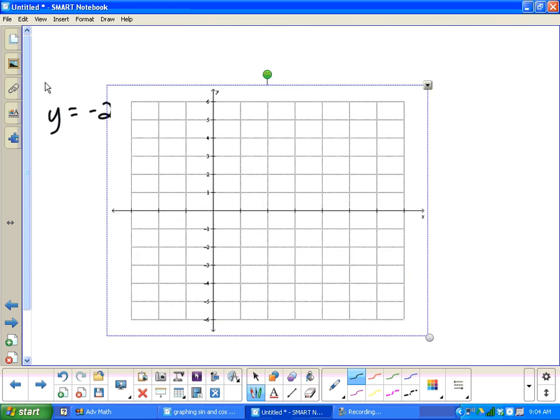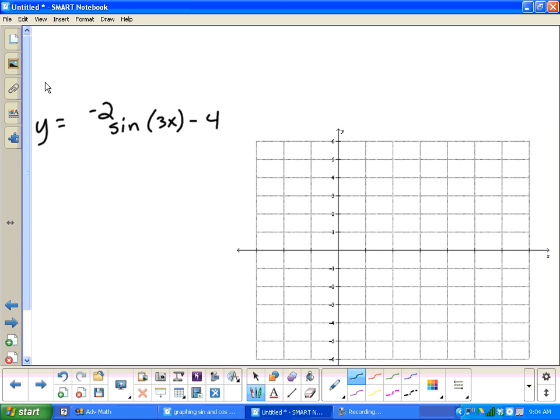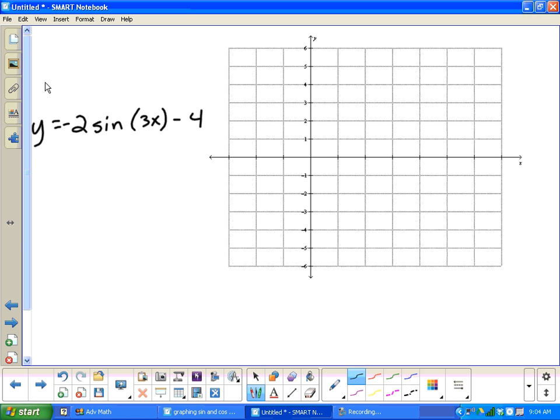These are the only graphs here that I really like to do on graph paper, because of the vertical shift in them. Now, let's list out everything that we know so far. Amplitude is 2. Period is 2 pi over b. What's our b value there? 3. So it'll be 2 pi over 3, kind of an odd period.